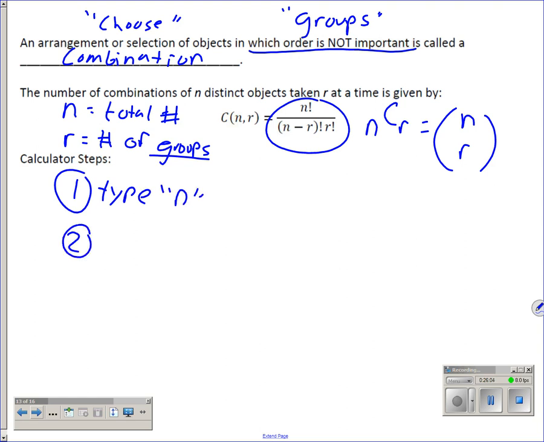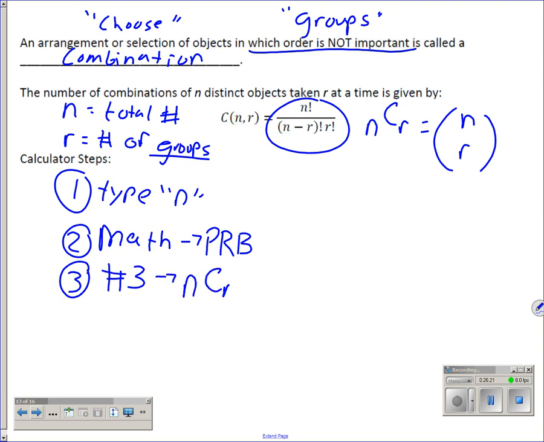All right, number 2, you still want to go to your math and over to PRB. Okay. Number 3, you want to choose not number 2 now, you want to choose number 3. That one says nCr. And then lastly, just type whatever r is. Same exact steps. Just number 3 is a little different.